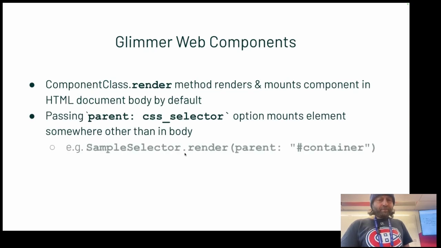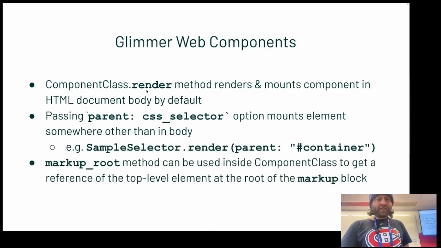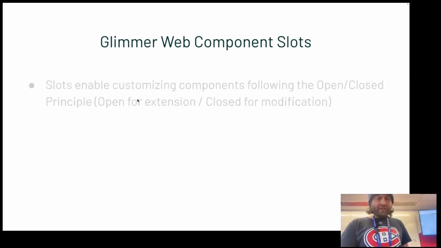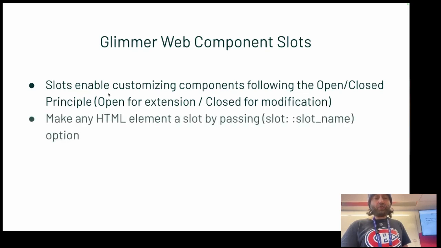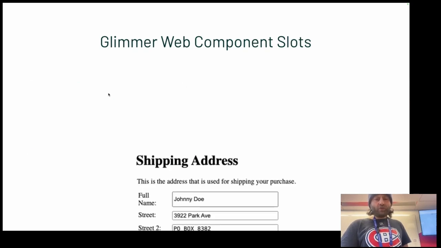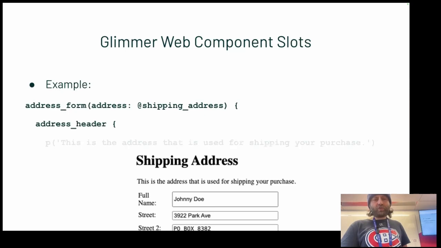Then we can render it, or we can embed it within ERB using the Glimmer component helper. I'm not going to get into those details. I'm just giving you a quick overview. Then we have the slots feature, which I talked about, which is the ability to add slots to components. That way consumers can contribute extra stuff, like an address header, for example, which will show up here.